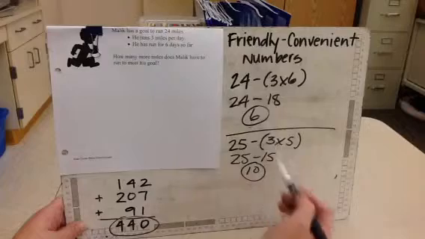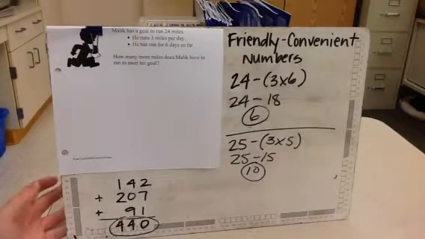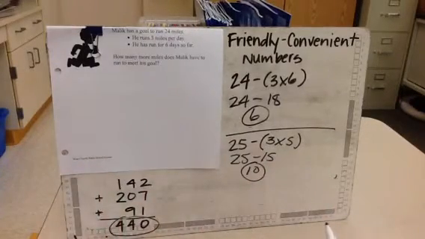So when I look, 10 and 6 are pretty close. That's pretty reasonable. He has 6 miles to still run, so I'm going to say he has about 10 miles. So that's pretty reasonable to say. Let me give you another example of how I might be rounding friendly or convenient numbers.